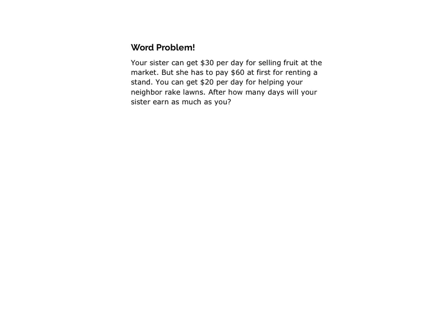So looking at word problems, if we remember from our previous lessons, what we do with word problems is CUB. So the first thing that we need to do after we read the word problem: your sister can get $30 per day for selling fruit at the market, but she has to pay $60 at first for renting a stand. You can get $20 per day for helping your neighbor rake lawns. After how many days will your sister earn as much as you?